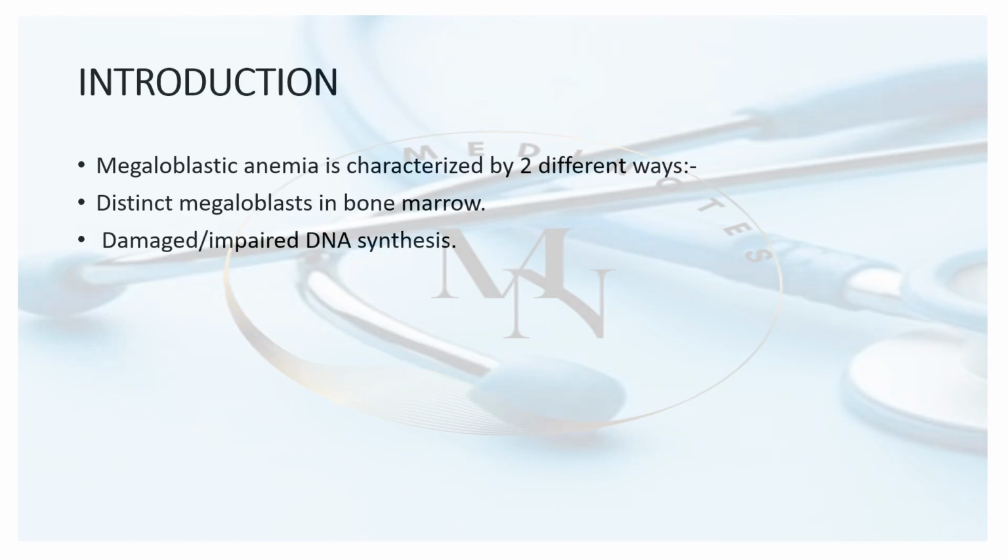Now, what is megaloblastic anemia? How can we understand that a particular anemia that a patient brought in the OPD has? It is basically characterized in two different ways in pathological form. One is by the distinct megaloblasts in the bone marrow, and second is by the damaged or impaired DNA synthesis. So there are two ways by which we can characterize a megaloblastic anemia.